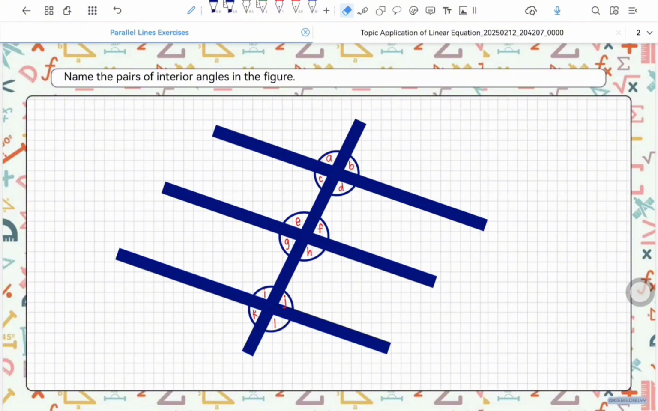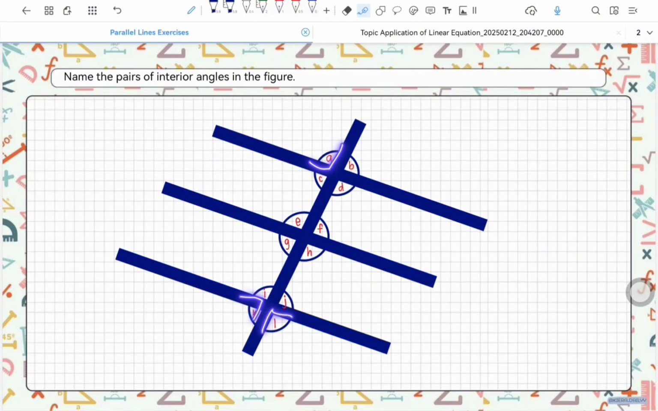Now we're going to name the pairs of interior angles in the figure. Again, when we say interior, it means it is an angle inside the parallel lines or a figure. So this is inside, inside, and all of them are insides. But if we have interior angles, we also have exterior angles. Exterior is the opposite of interior. If interior is inside, then exterior is outside.